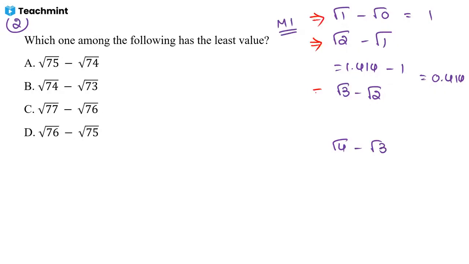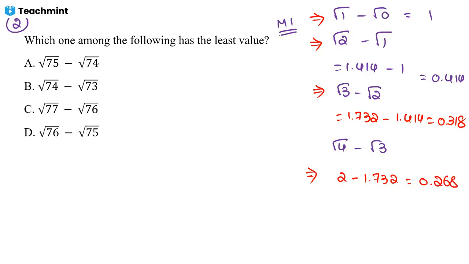Now you try to solve without using a calculator. Okay, so root 3 is 1.732, root 2 we know 1.414, right? Now if you do the subtraction, we'll get 0.318. Then if you go for root 4 minus root 3, root 4 is 2, root 3 is 1.732. I hope you got 0.268.